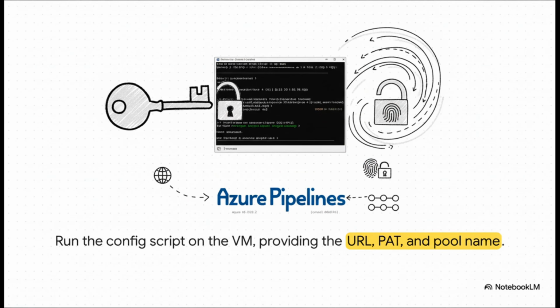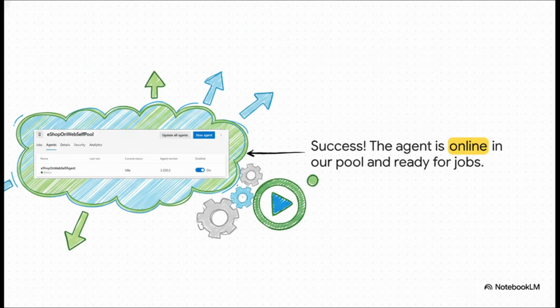And here is where we actually use that key. Once we're on our VM and we've got the agent software downloaded, we just run this simple configuration script. It's just a little command line conversation. It's going to ask for our Azure DevOps URL, it'll ask for that PAT we just copied, and it'll ask which pool it should join. We just feed it the answers, and it takes care of the rest. And voila! This is the payoff for all that setup.